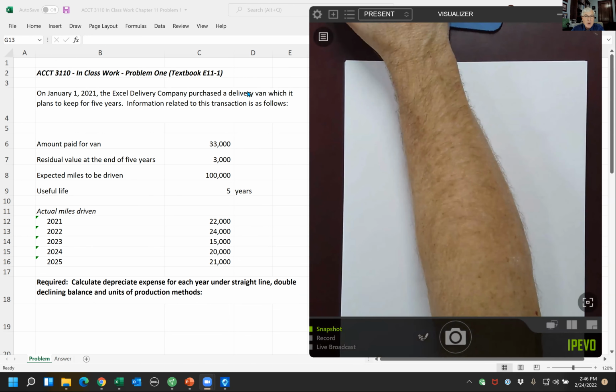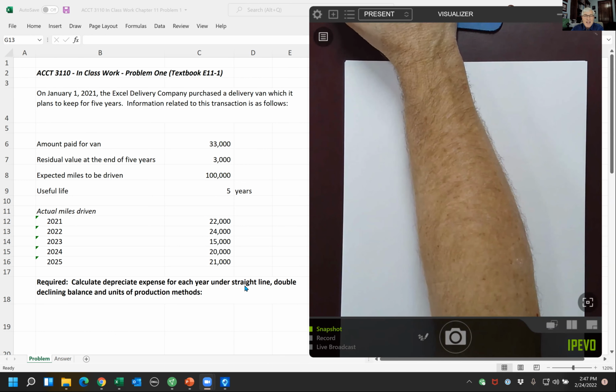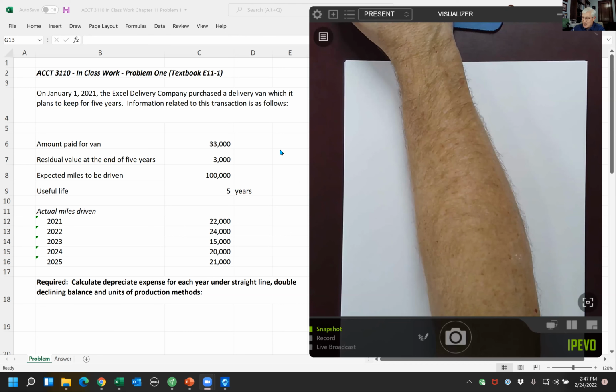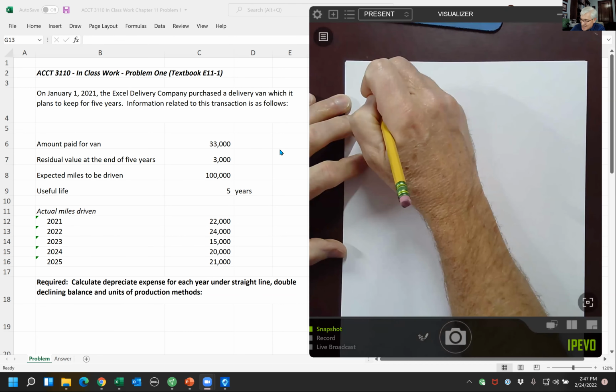XL delivery company purchased a delivery van. And so what do we care about? 3 things. What's the depreciable cost, that we've got to allocate over the service life, which is the second thing we got to know. And then we got to know our method. Well, they're going to ask us, it's an accounting problem, to do straight line, double declining, and units of production. And so let's just get started. Definitely going to go for straight line first here.